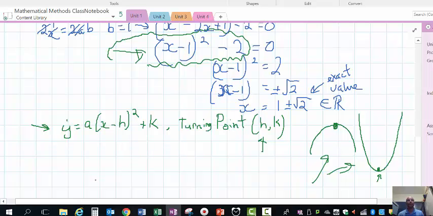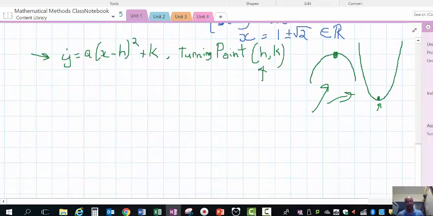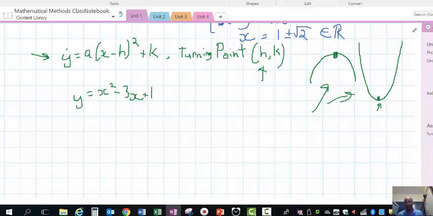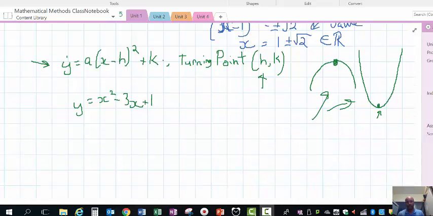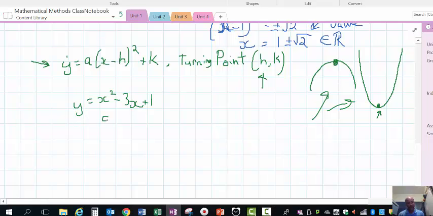Okay, so let's look at an example and find the turning point. Even though we haven't looked at parabolas properly yet, we will very soon. And let's learn the skill in this video. And let's look at y equals x squared minus 3x plus 1. Let's complete the square so that we can get it in turning point form and get us ready for our next topic after this.